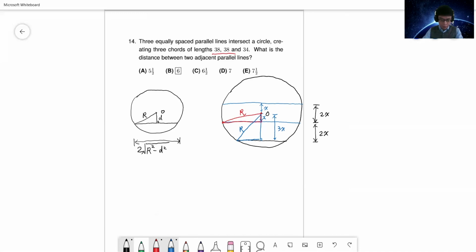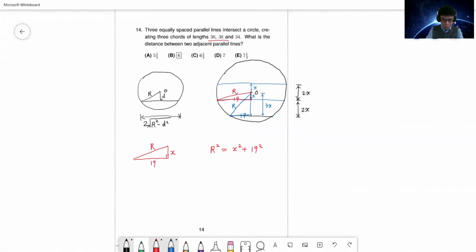And half of the chords are 19 and 17. So 38 divided by 2 is 19, and 34 divided by 2 is 17. Here we have two right triangles. We can apply the Pythagorean theorem. In the right triangle, we have r here, this is 19, and this is x. So r squared equals x squared plus 19 squared.